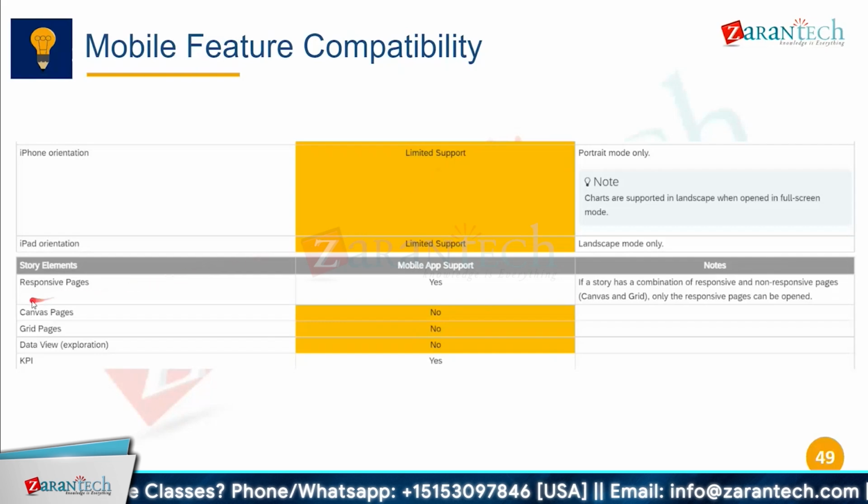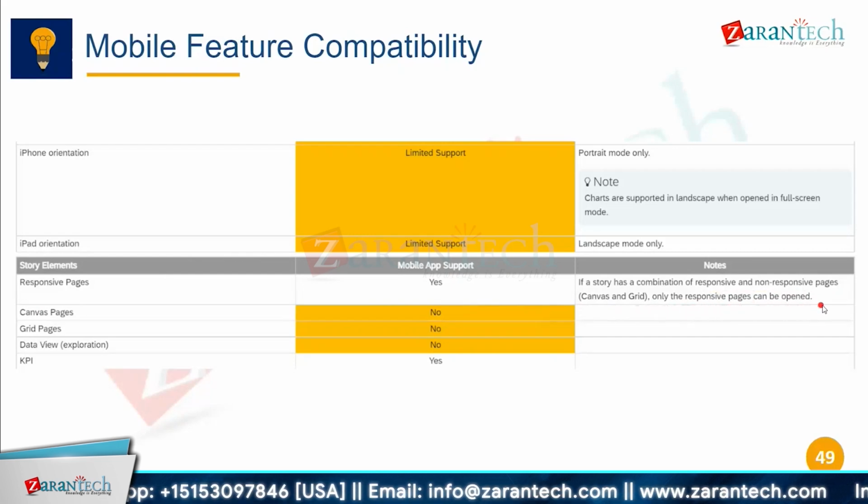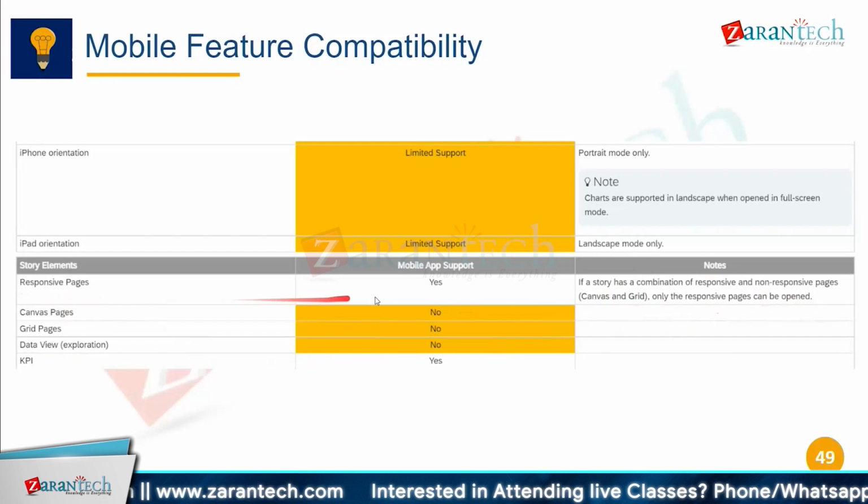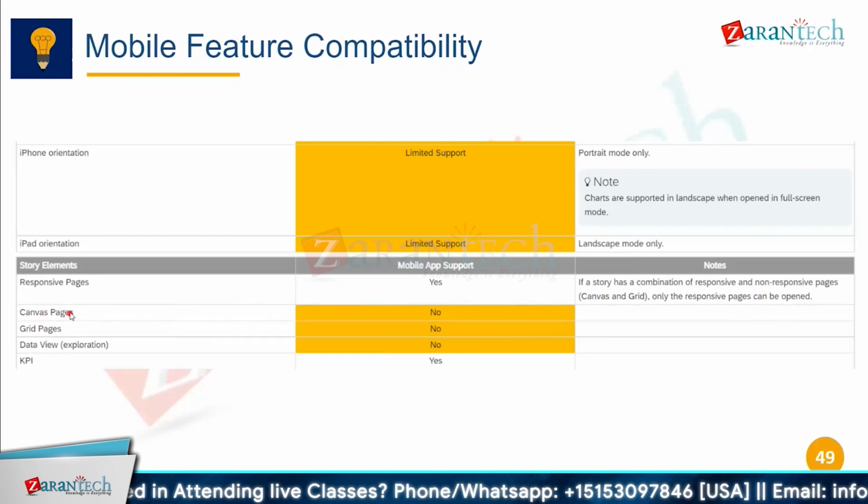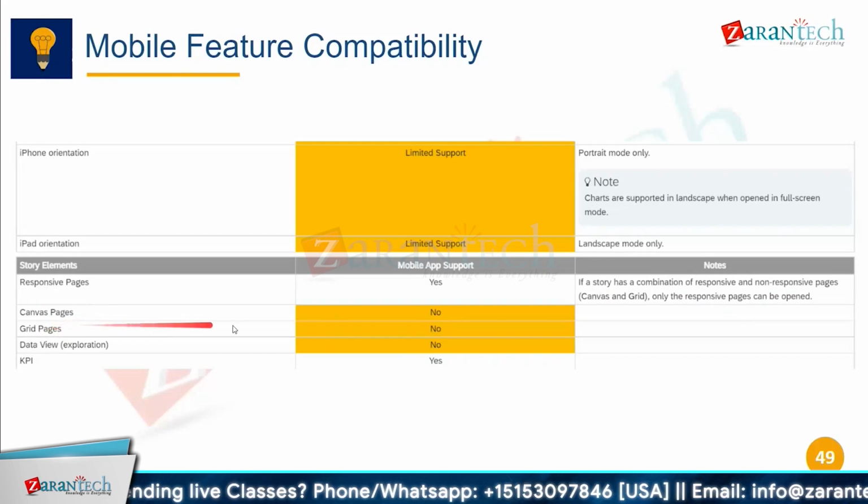Then with respect to the different story elements, responsive pages are supported. If the story has a combination of responsive and non-responsive pages, only responsive pages can be opened. For example, only responsive pages can be seen. Grid pages are not supported for mobile, so in such scenarios, they cannot be opened. Only responsive pages are supported, not the canvas and grid pages. So if your story has a responsive page, a canvas page and a grid page, only responsive pages can be seen. Canvas and grid pages by default will not be seen because they are not supported.